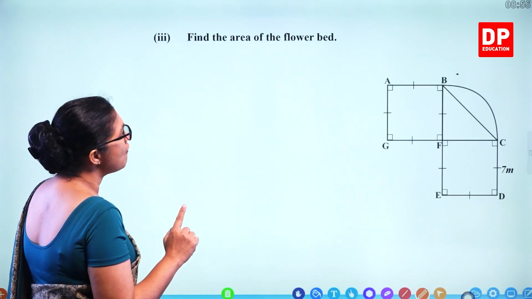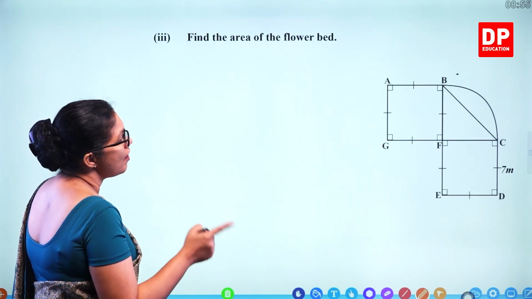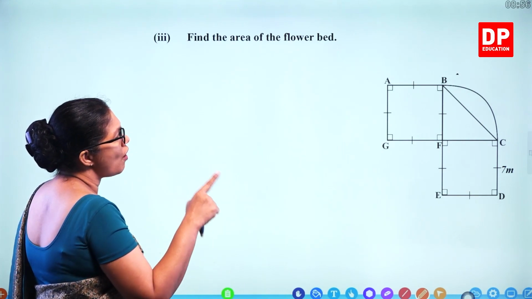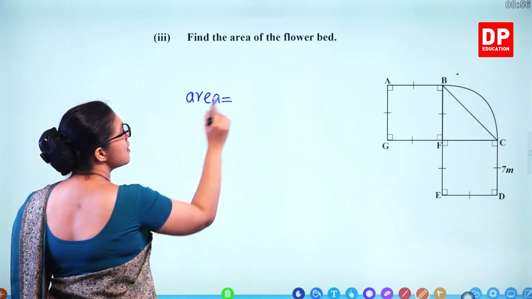Find the area of the flower bed. So you have to find out the area: the area of two squares and the area of the sector. So we'll do that. Area of the sector first.